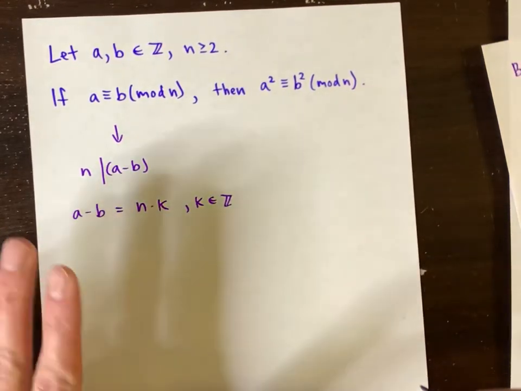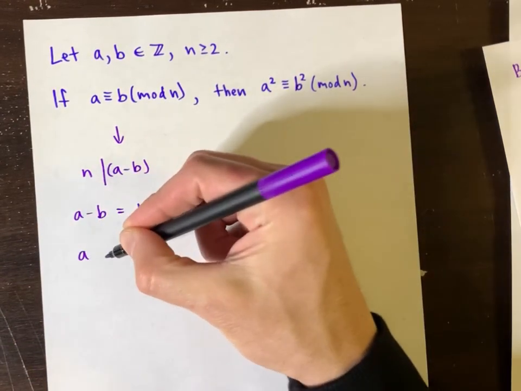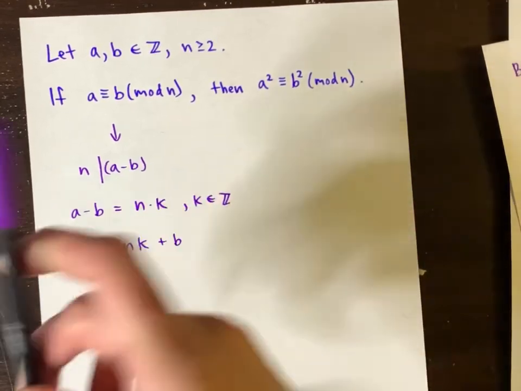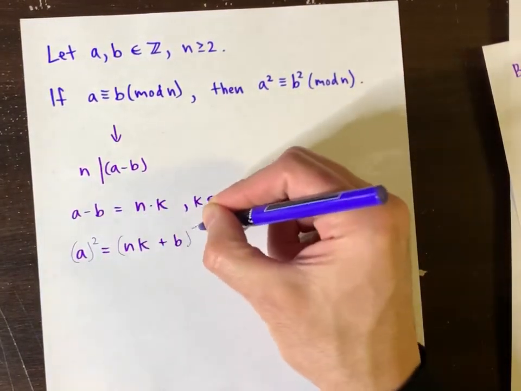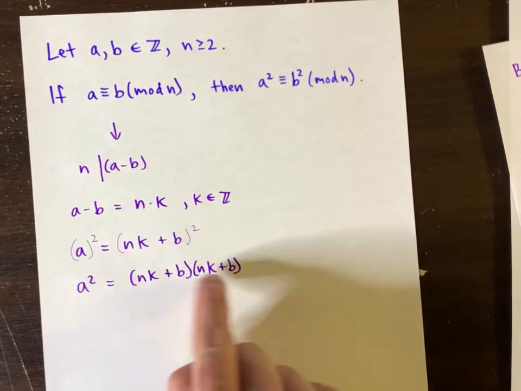Now I want to do something a little different, but let me add the b to this side actually. So a would be equal to nk plus b. Now what I want to do is this. I want to actually square both sides. So a squared, and then this squared, I just write it down twice.